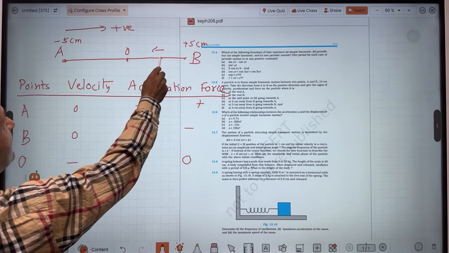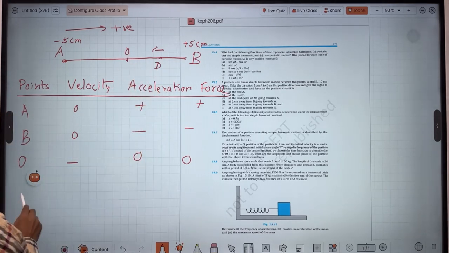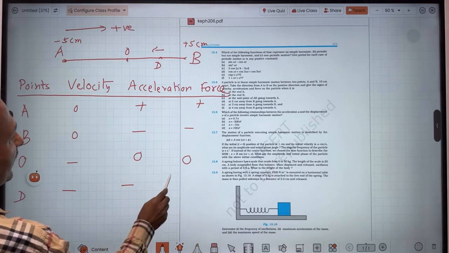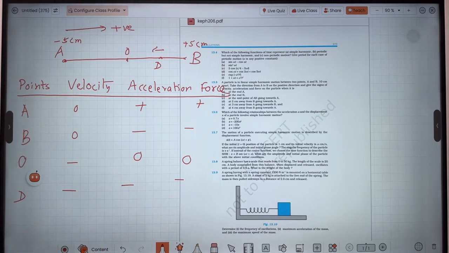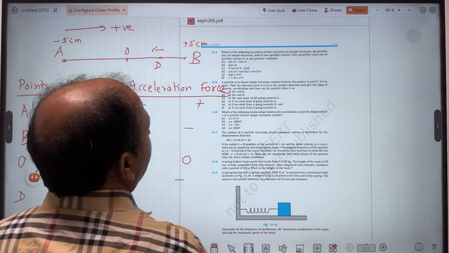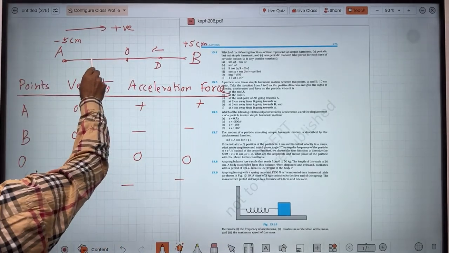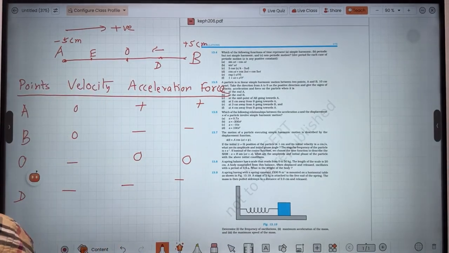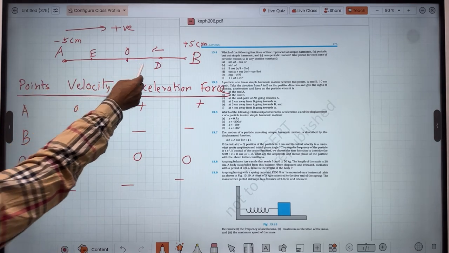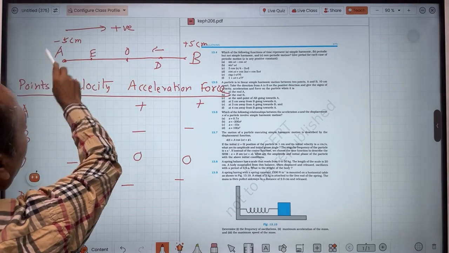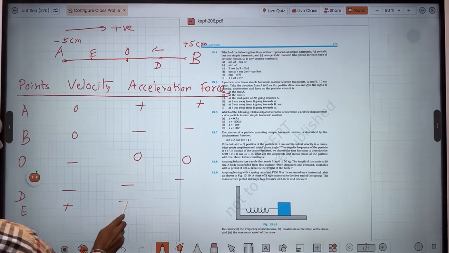So here let's write this point as D. So at D, velocity will be negative, acceleration will be negative, and force will also be negative. Then comes the next point, at 3 centimeter from A going toward B. Suppose this is at point E. So at E, the situation will get just reversed. Here we have seen all three were negative. Here all three will be positive.